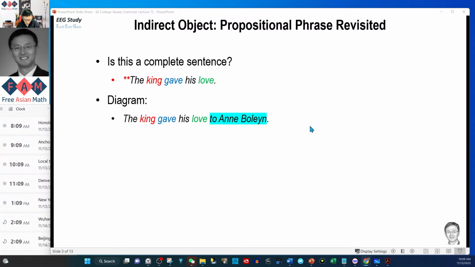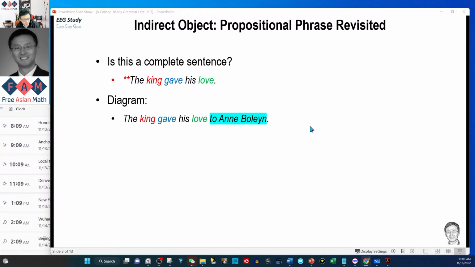One is the direct one, which is love. Love is the direct recipient of this action, give. Then it itself has another recipient, which is Anne Boleyn. So we call this an indirect object. So the verb give has two objects.